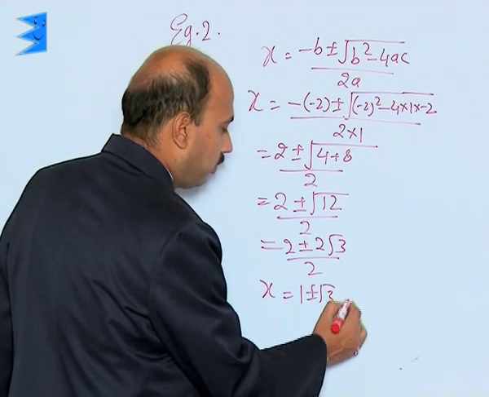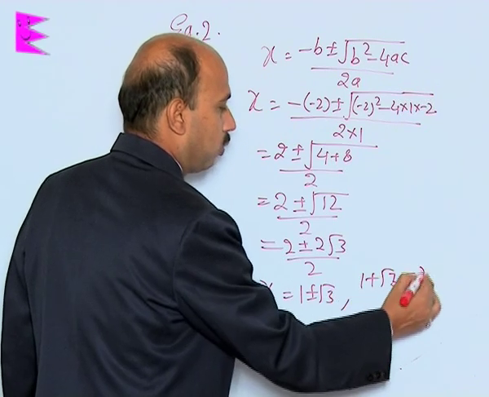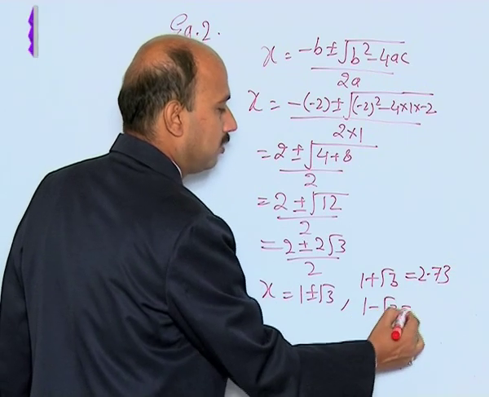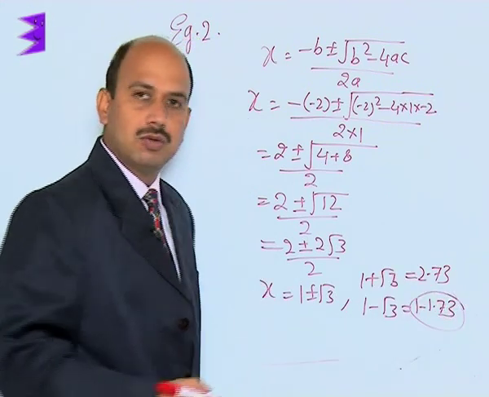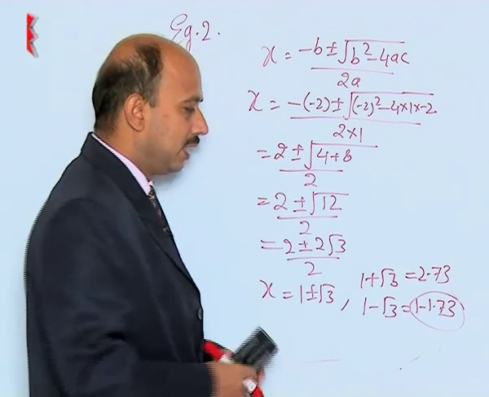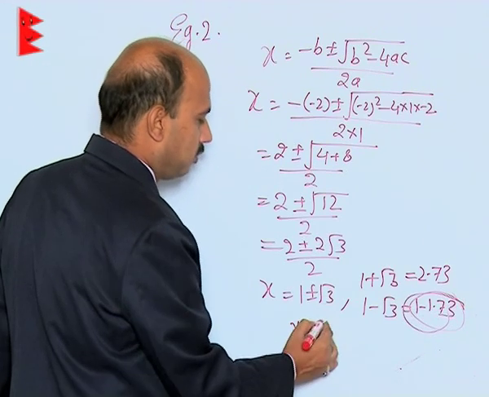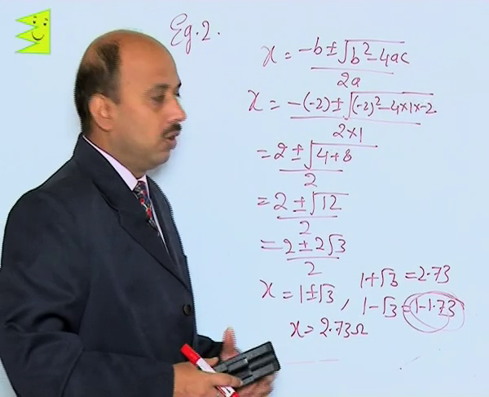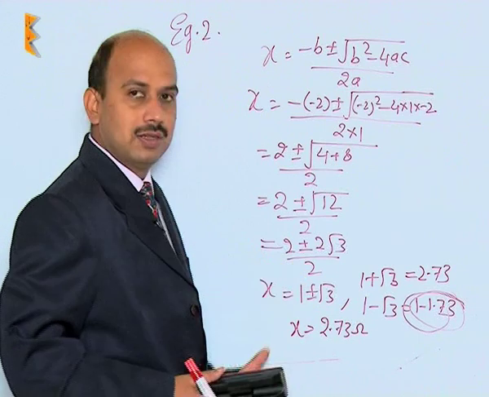So, there are two possible values: 1 plus under root 3, which comes to 2.73, and another one is 1 minus root 3, which is 1 minus 1.73, which comes to a negative value. The resistance cannot be negative, so this answer can be ignored. So, the net resistance or the total resistance we can take as 2.73 ohm. So, if a network of infinite steps is given to you, you can solve it by this concept.